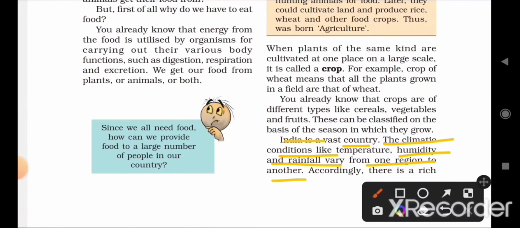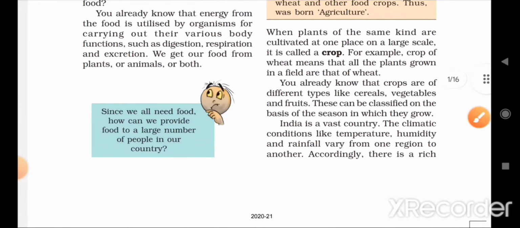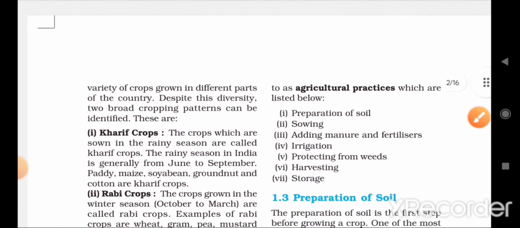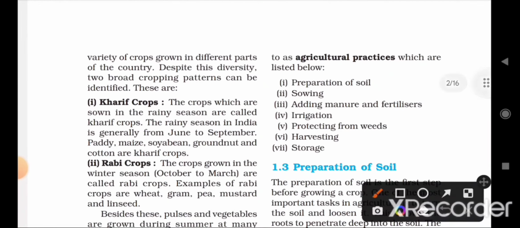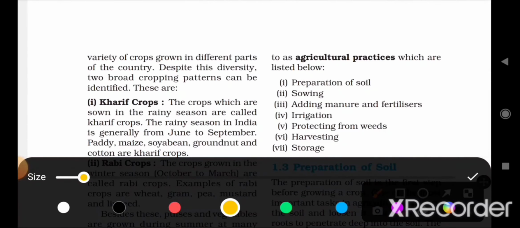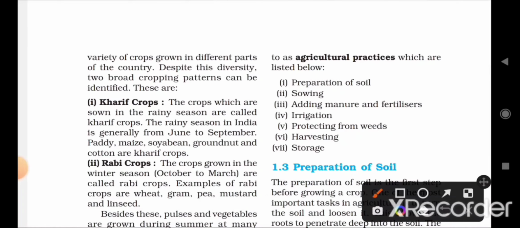According to this, there is a rich variety of crops grown in different parts of the country. So there are different types of crops growing in our entire country, in different places. Some places are very famous for some crops, and another area is famous for another crop.